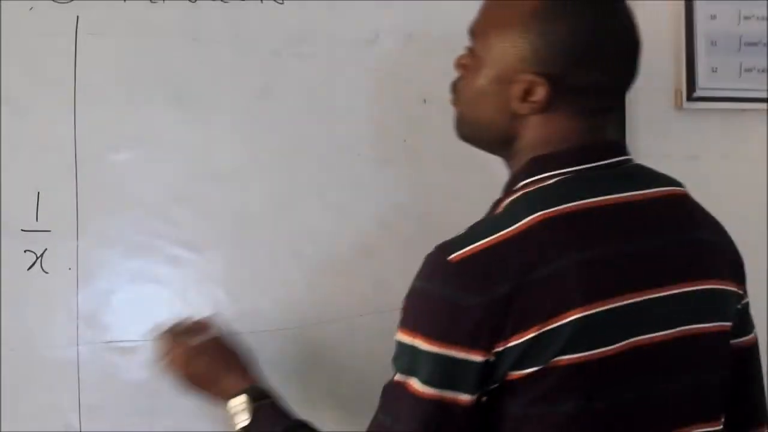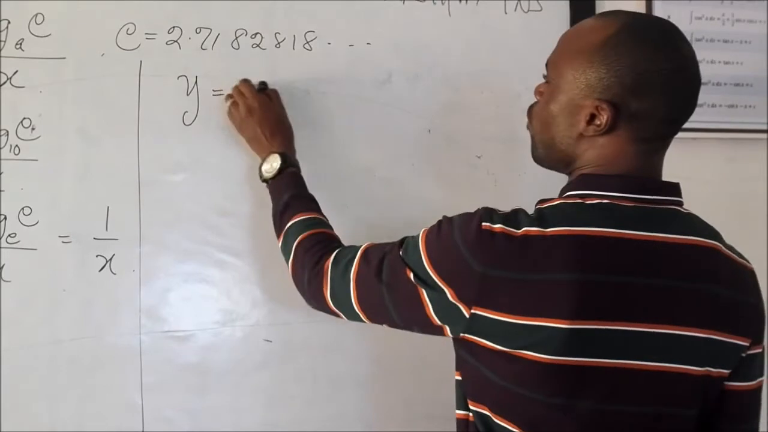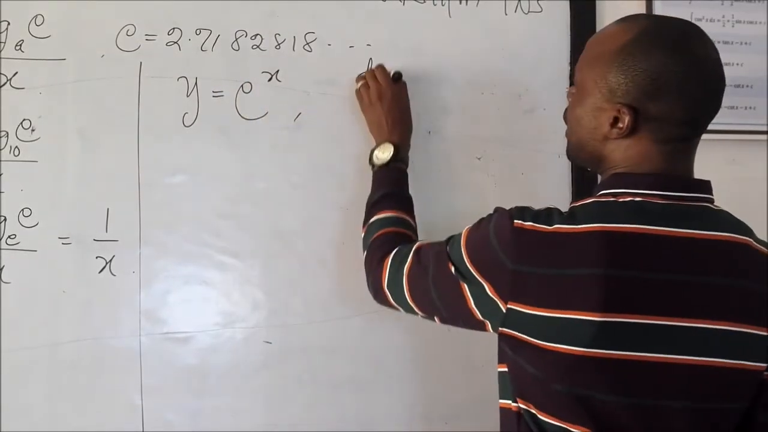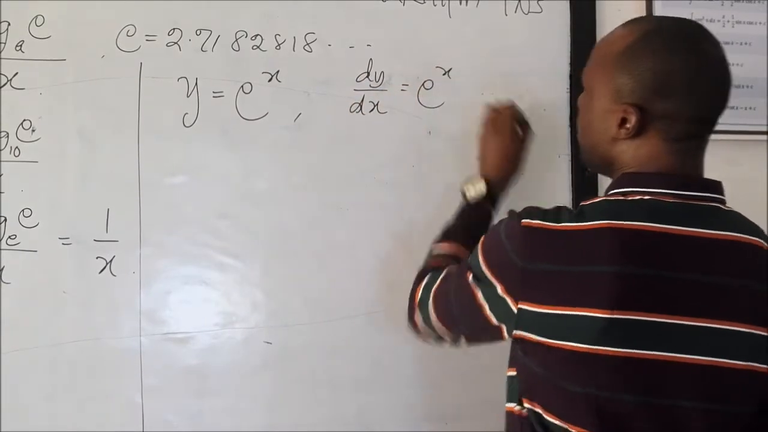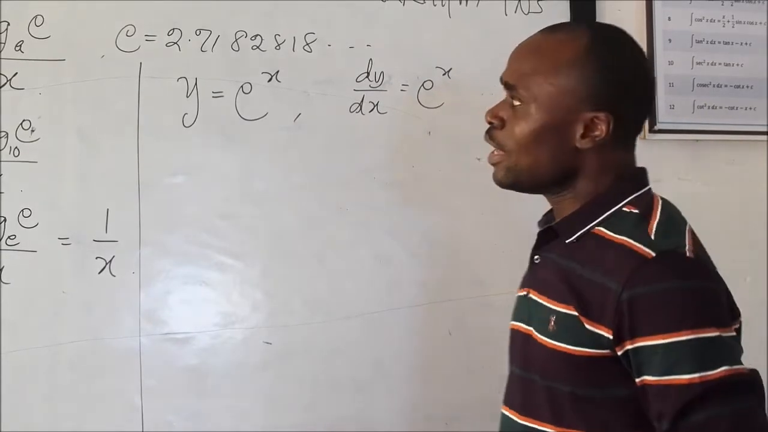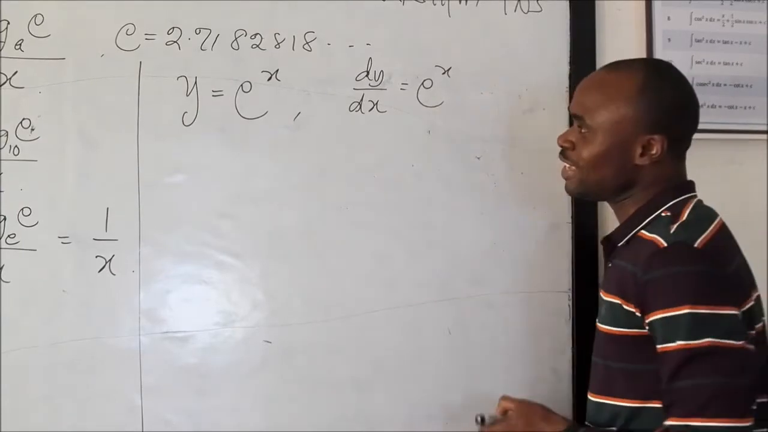Likewise, if y is equal to the exponential function, e raised to the power of x, we agree that dy/dx will be the same thing as e raised to the power of x. Why do we have this? I'm going to do some explanation so you understand that.